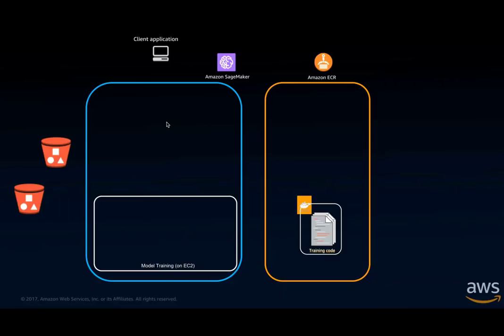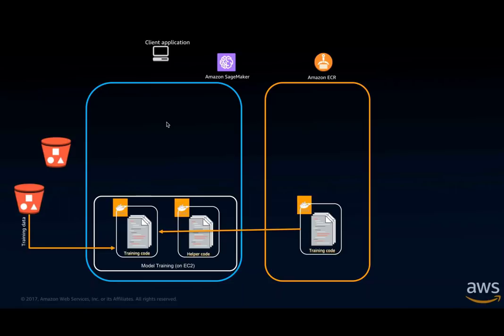So there's integration between Amazon SageMaker and ECR, as well as S3 for data. If you don't know about ECR, Amazon ECR is our Elastic Container Registry. It's a private registry for you to store your Docker containers. When you start a training job, that Docker image is used to launch a container on training instances within Amazon SageMaker, right?